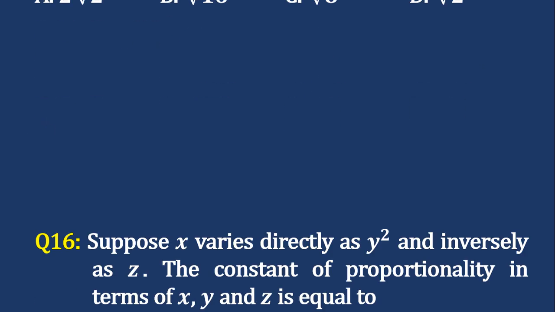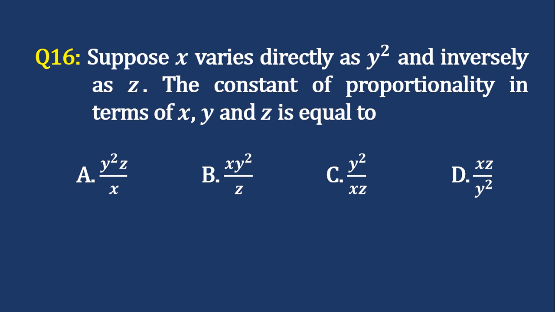Let's have question number 16. Suppose x varies directly as y squared and inversely as z. The constant of proportionality in terms of x, y, and z is equal to which quantity? Now we don't have a given symbol or notation for the constant of proportionality, but in most books we use k, right? So let us use k to represent the constant of proportionality.